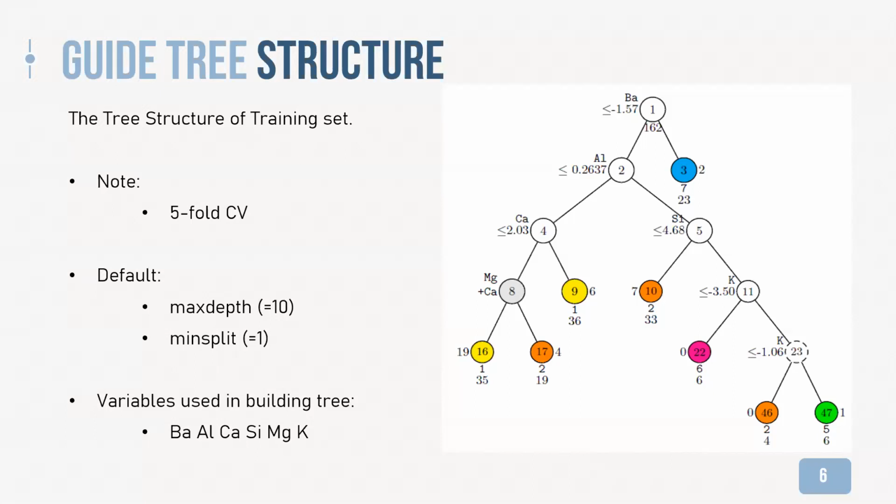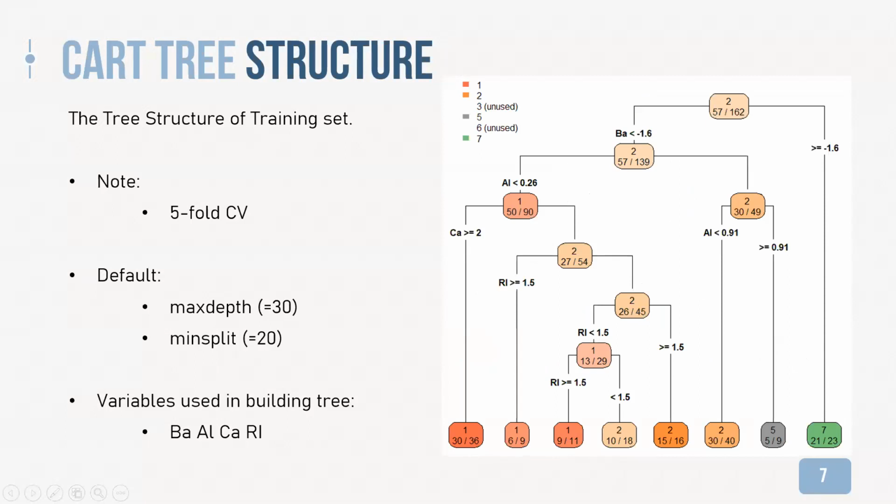Okay, next slide. Okay, so just now was the tree grown by the GUIDE program by default, and now we shall see how caret in R, or rpart, grows the tree. We also set 5 for cross-validation, and the rest we also let R run the model building by default. Also the maximum depth is set to 30 and the minimum split set to 20.